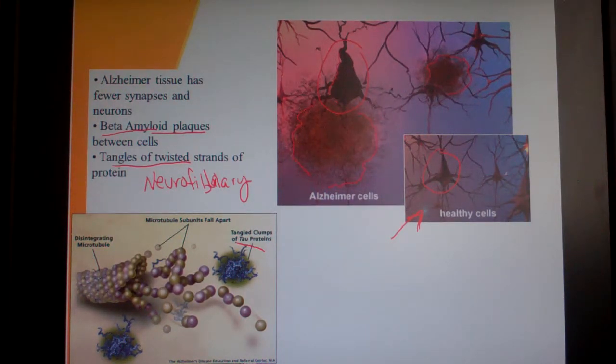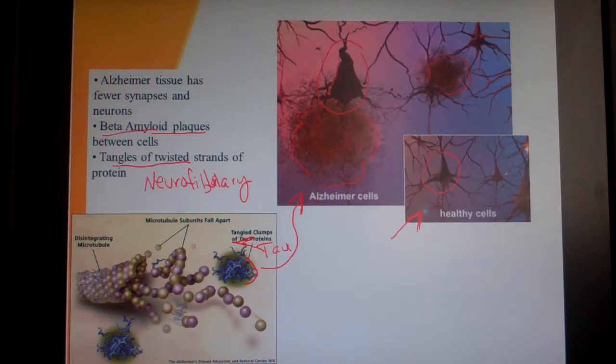If you look at right here, it says, oops, I just totally messed it up, but it says tau proteins. So tangled clumps of tau proteins is what we're talking about when you compare that little drawing with right up here. You'll hear that because they technically are tau proteins, or you hear them called neurofibrillary tangles, or tangled or twisted strands of proteins, or something like that.